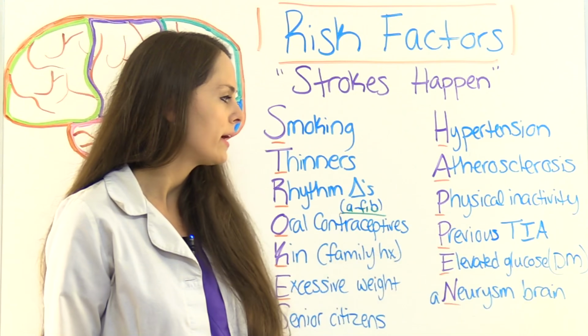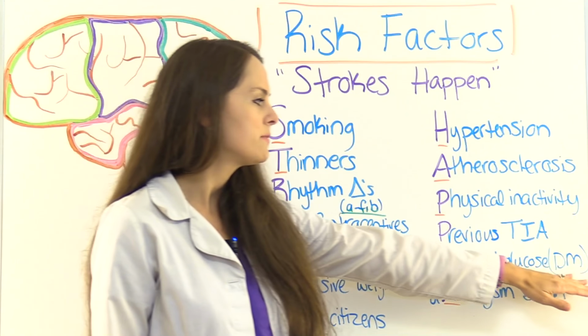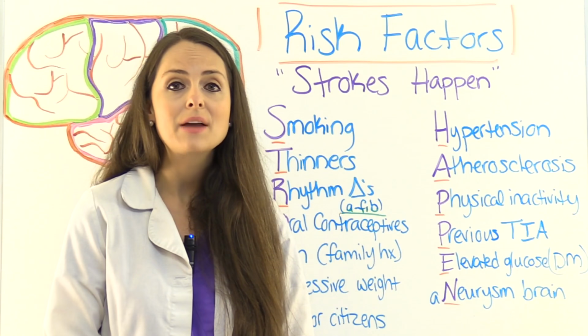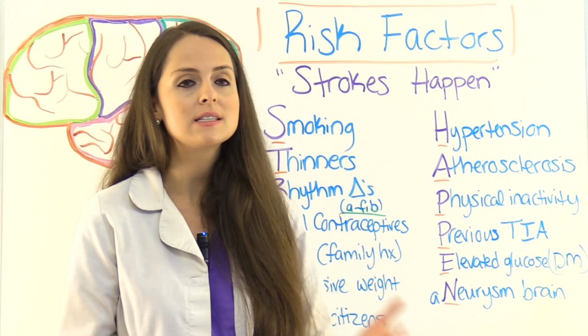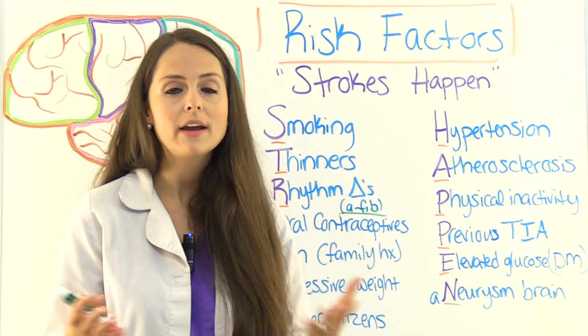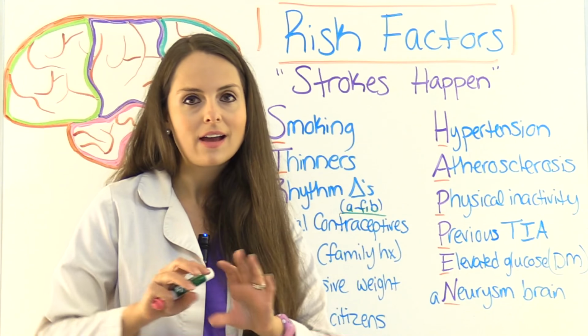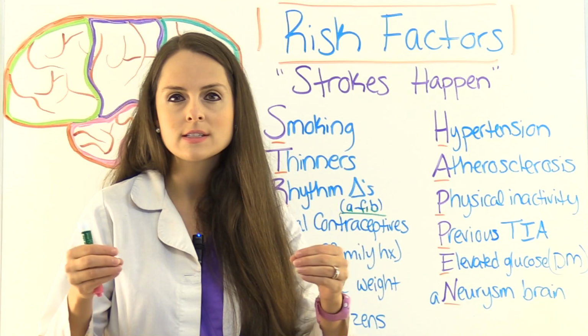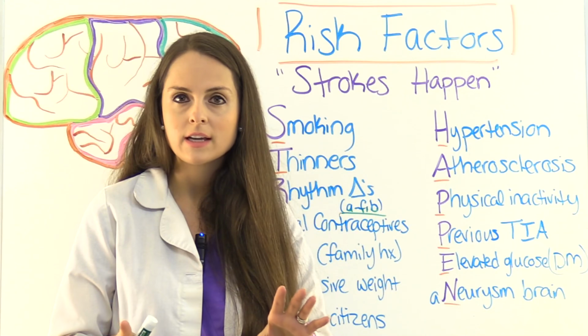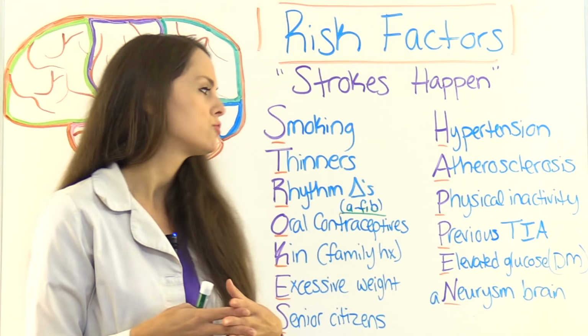E is for elevated blood glucose, and this is specifically in patients who have diabetes. This really traces back to how that elevated blood sugar is so hard on those vessels. It, in a sense, just sticks to those vessels and hardens them up. They're not as resilient as they used to be, and it can lead to stroke.